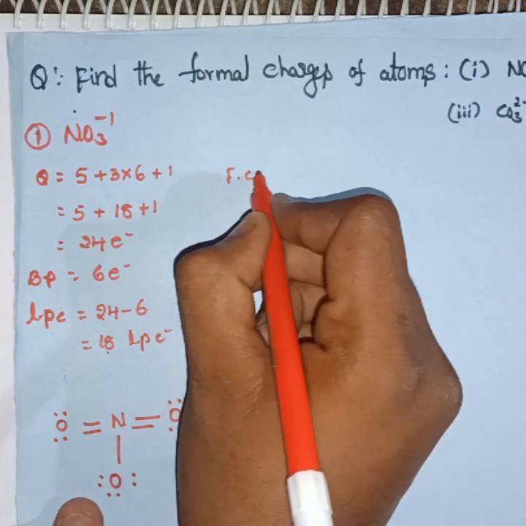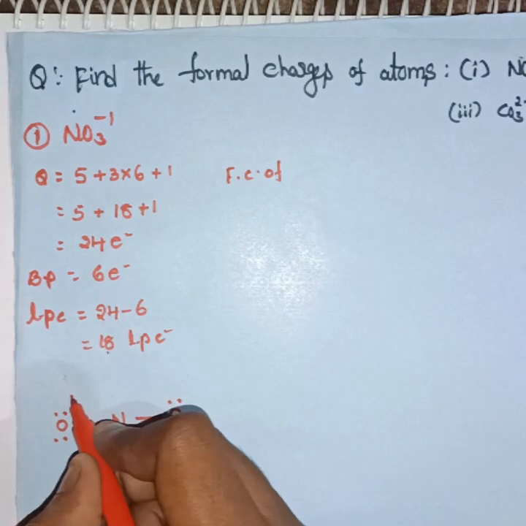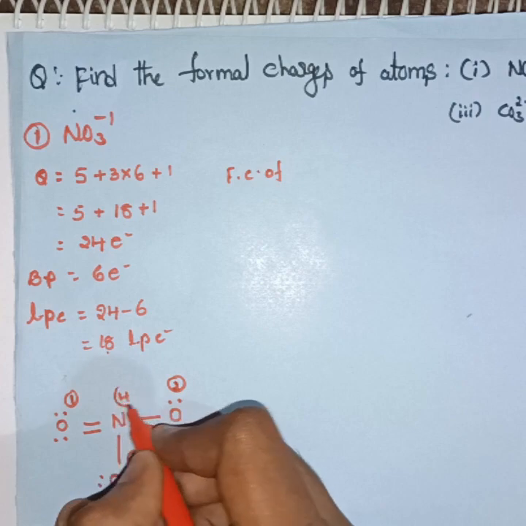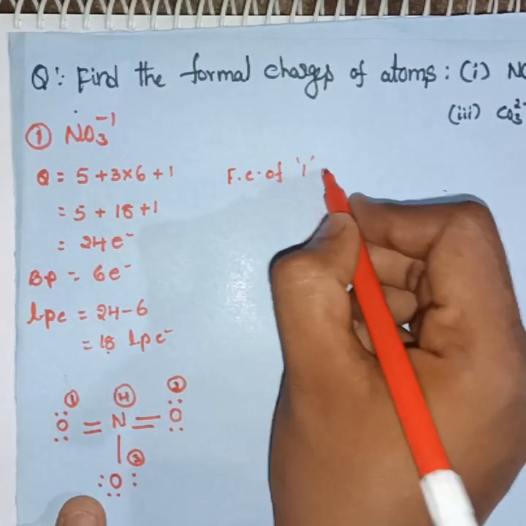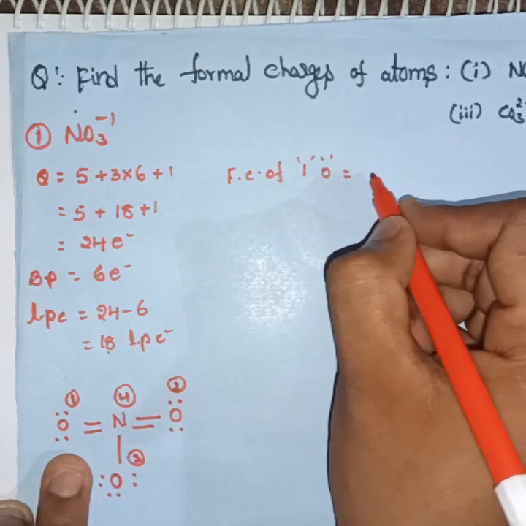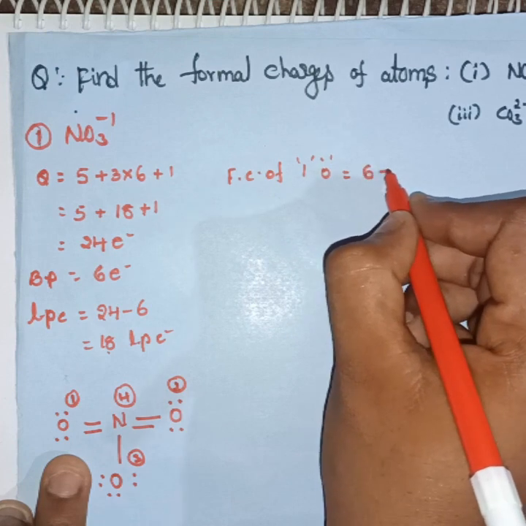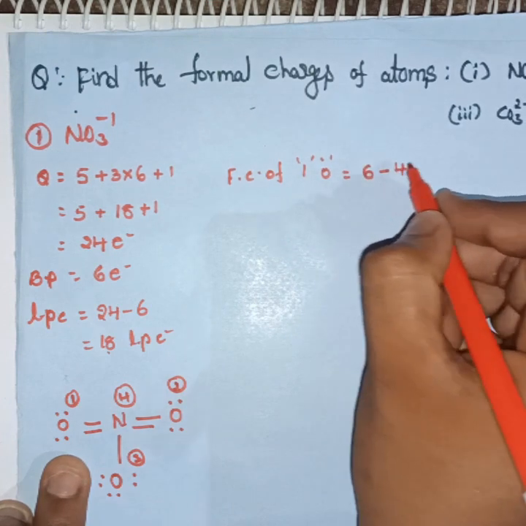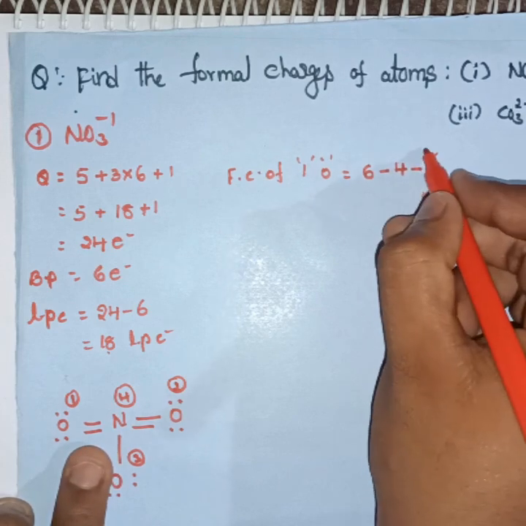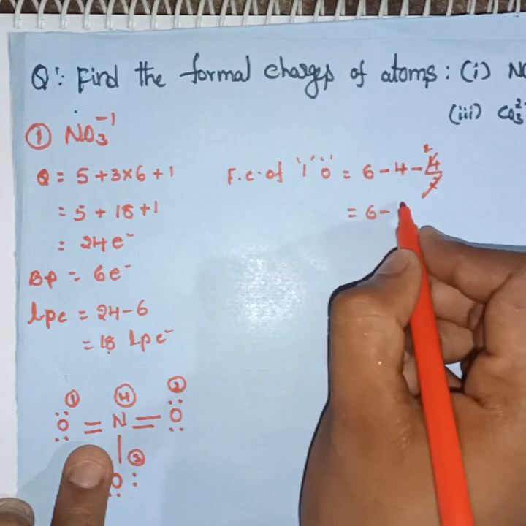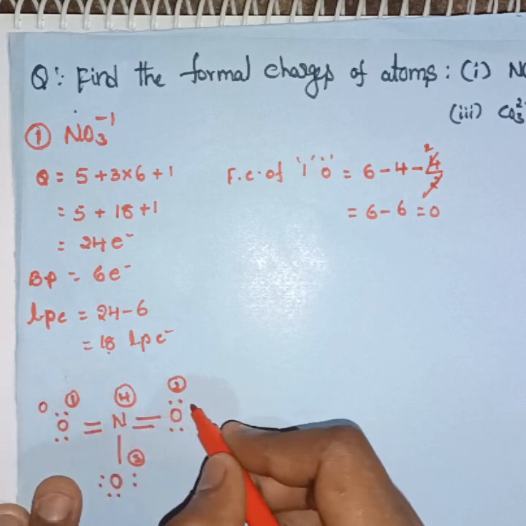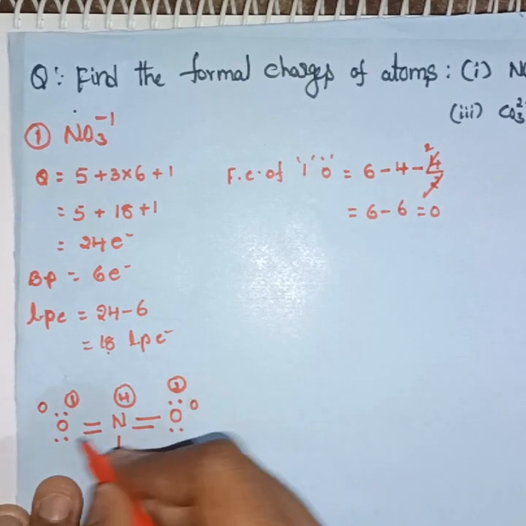First, formal charge of the first oxygen atom. We have to mark them with some numbers. Formal charge of the first oxygen atom. Here Fc is equal to valence electrons of oxygen 6 minus lone pair electrons 4 minus bond pair electrons 4 by 2. 2 1s are 2, 2 2s are 4. There you get 6 minus 6 is equal to 0. Formal charge of first oxygen is 0. Formal charge of the second oxygen is also 0 because of similar bonding.